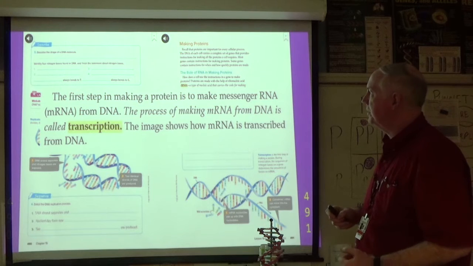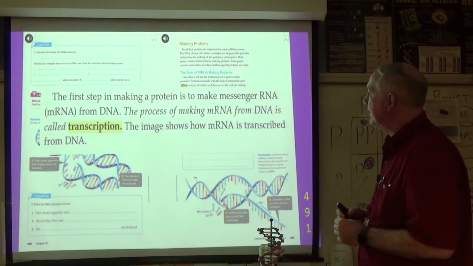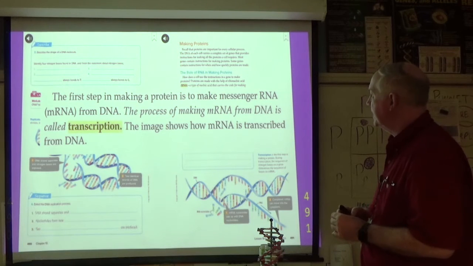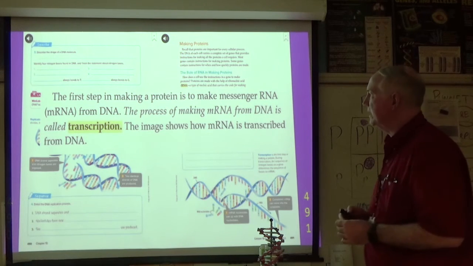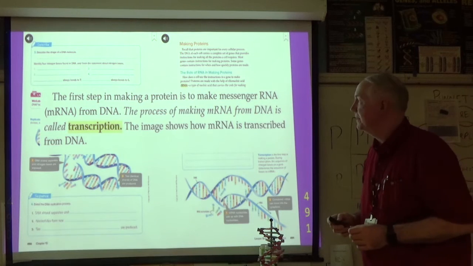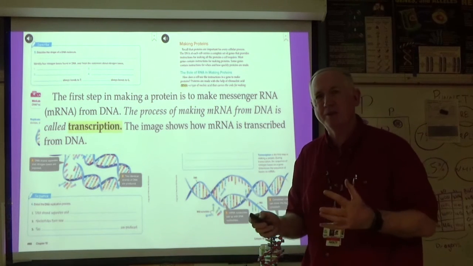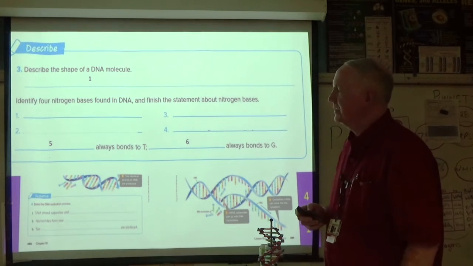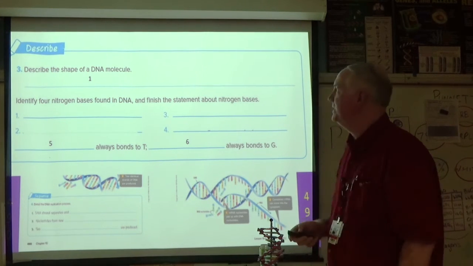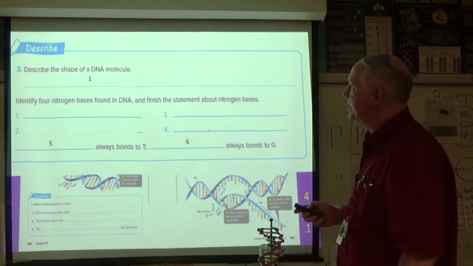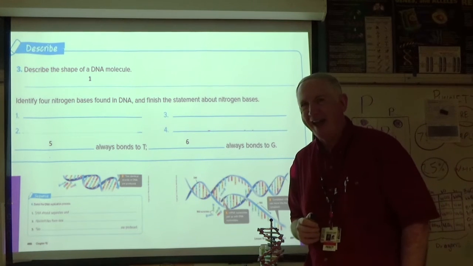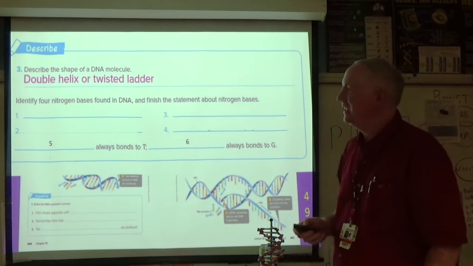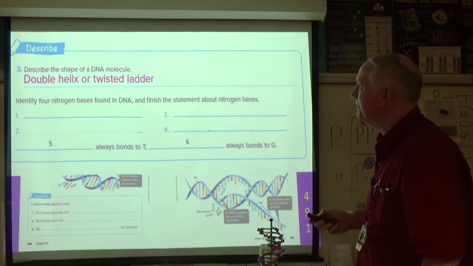And finally, transcription. The process of making messenger RNA from DNA is called transcription. The image shows how messenger RNA is transcribed from DNA. I've used a lot of big words. Let me try to explain what I mean here. Well, first we have to solve this little thing, which we already did in class. Describe the shape of a DNA molecule. Yeah, you're all saying twisted ladder, aren't you? Some of you sharp people are saying double helix. It's a double helix or twisted ladder.